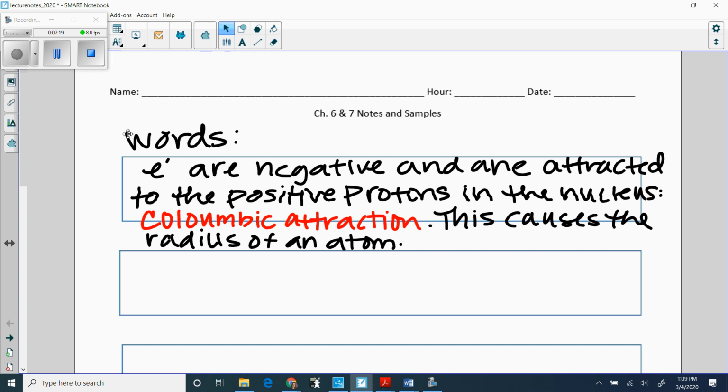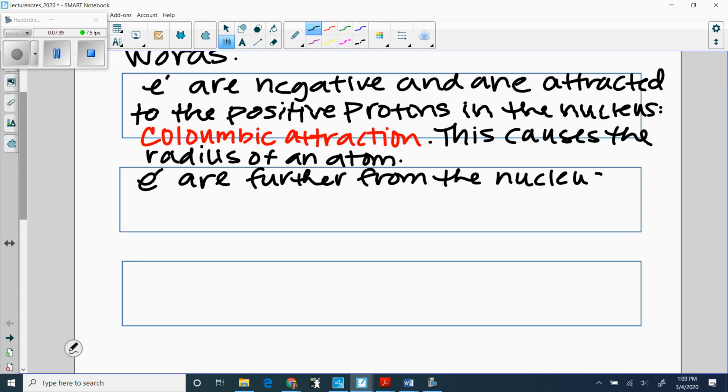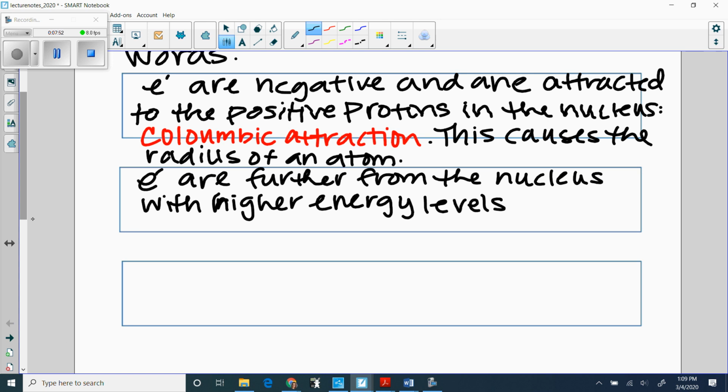Our next words are over here, and I wrote them right off the test, so I want to get them right. Electrons are further from the nucleus with higher energy levels. Vocab: lowercase n.